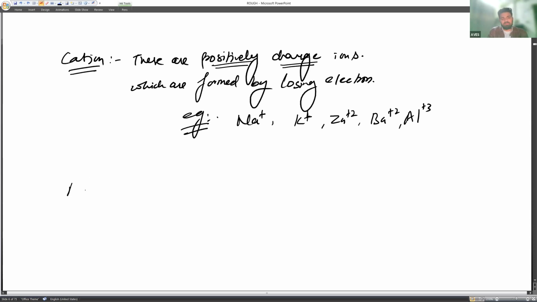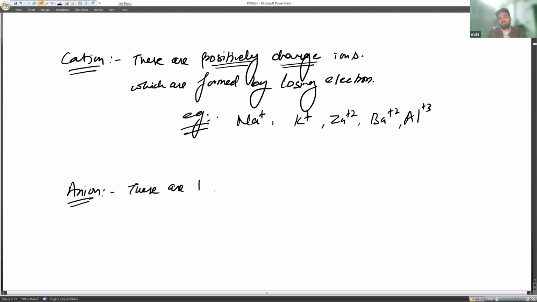Now talking about the anions, we can simply say that ions are of two types. Atoms with charges are called ions. If they are carrying the positive charge, they are called cations, and if they are carrying the negative charge, they are called anions.